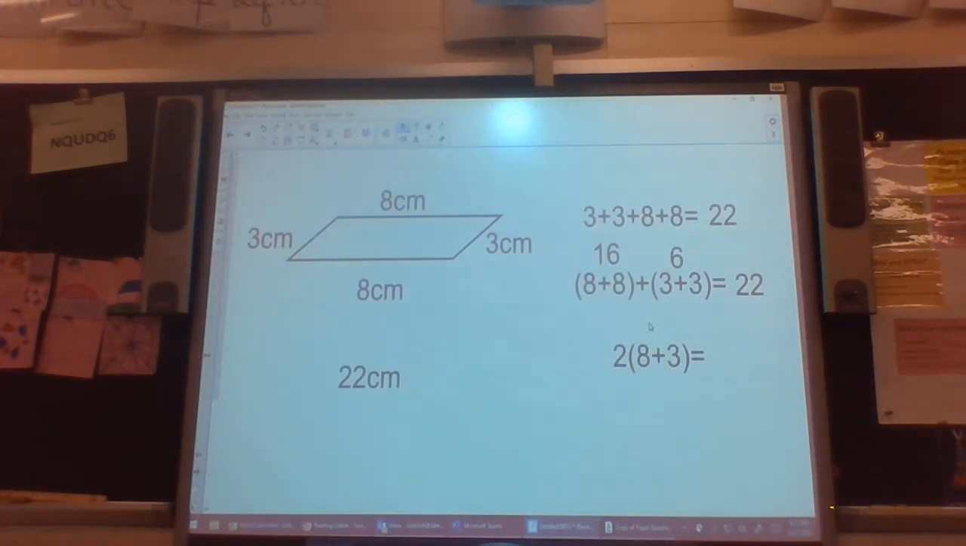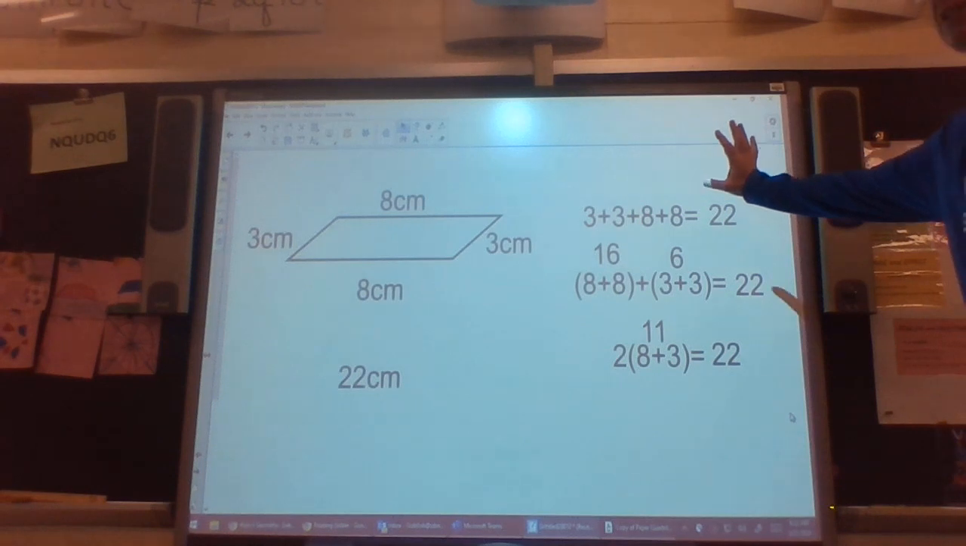Now, if I have a 2 on the outside of those parentheses, it means I have to do whatever is inside those parentheses twice. So I need 2 11s. So my answer for that is 22.